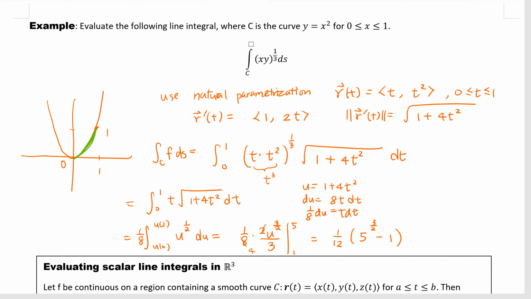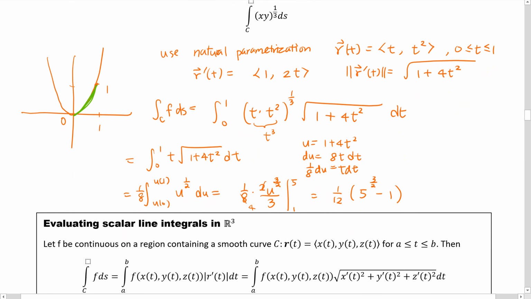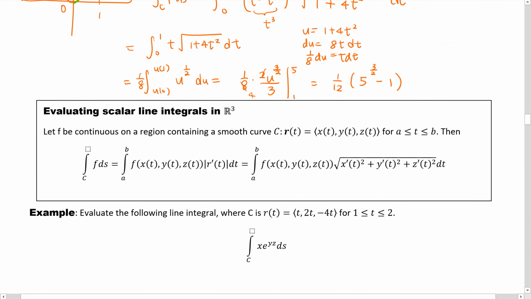Okay, so this is the line integral. So far so good, everybody? Okay, let's continue. So we can use a similar idea to extend to R3. So how do we evaluate a scalar line integral in R3? Let f be continuous on a region containing a smooth curve C. So we use the parameterization.